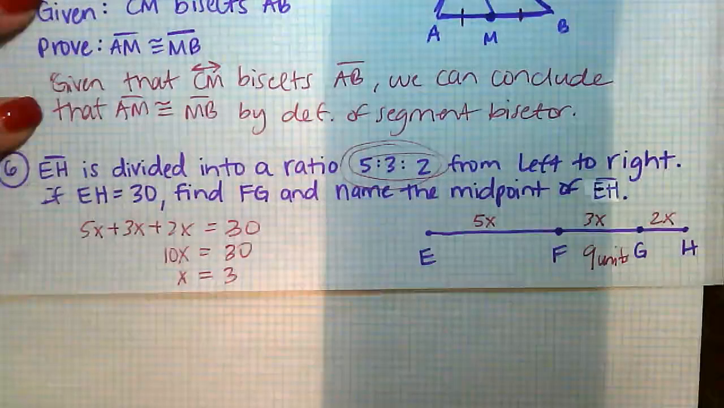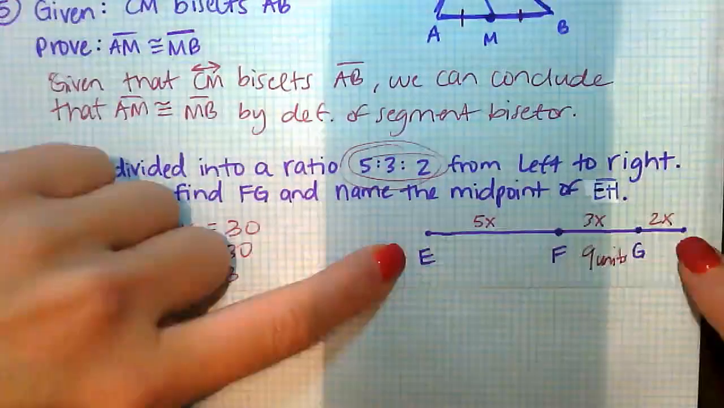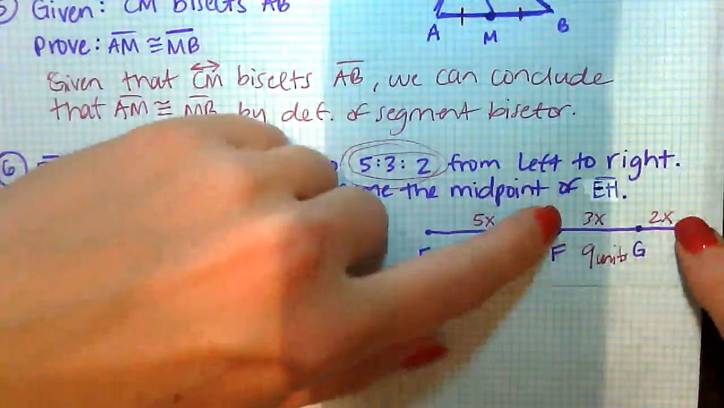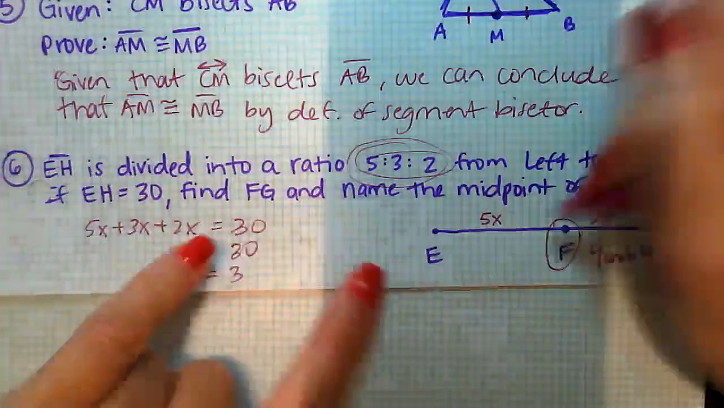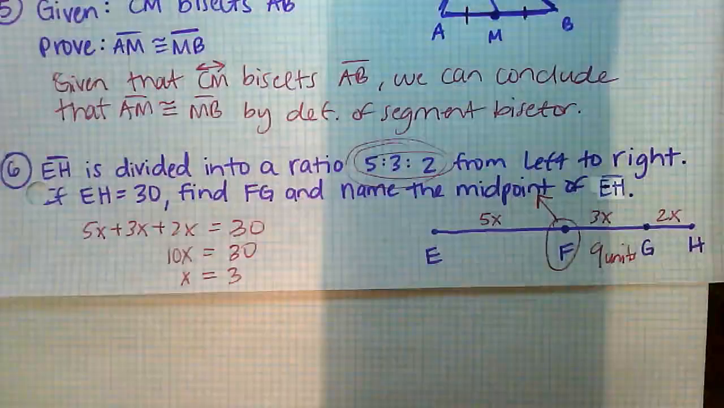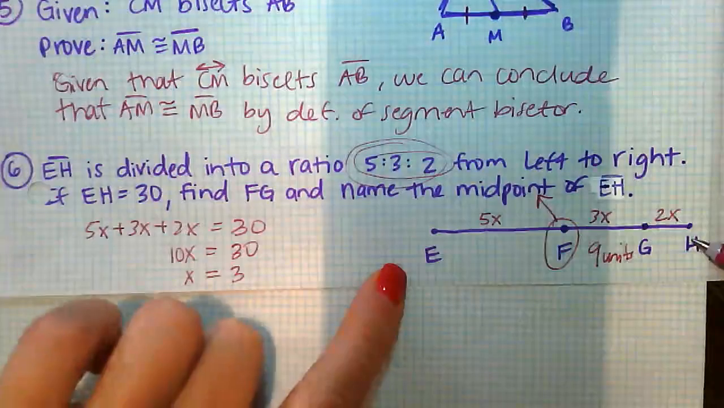Now we're going to name the midpoint of segment EH. Well, this is 5 parts, and this is 2 parts plus 3 parts, so 5 parts to 5 parts. It looks like F is the midpoint of segment EH.